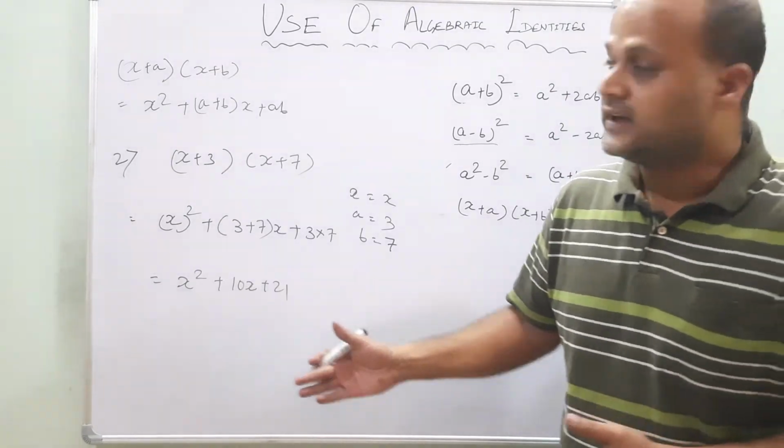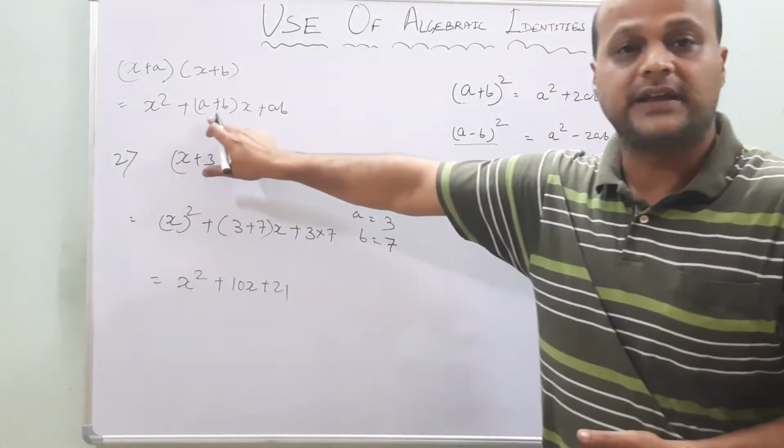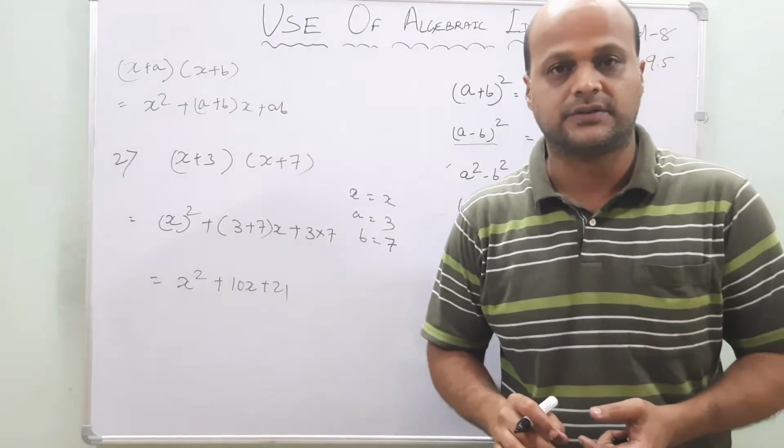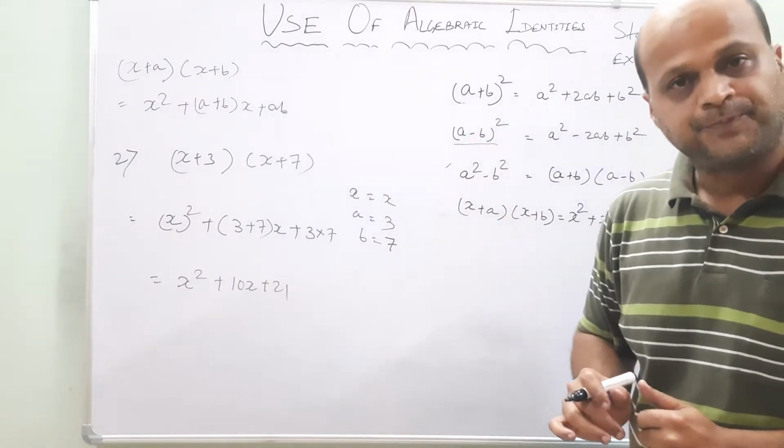Okay, which identity? (x + a) into (x + b) is equal to x square plus (a + b) into x plus ab. This is the answer, my dear friends. Okay, and how you will resolve it? Like this manner. Okay, very good.